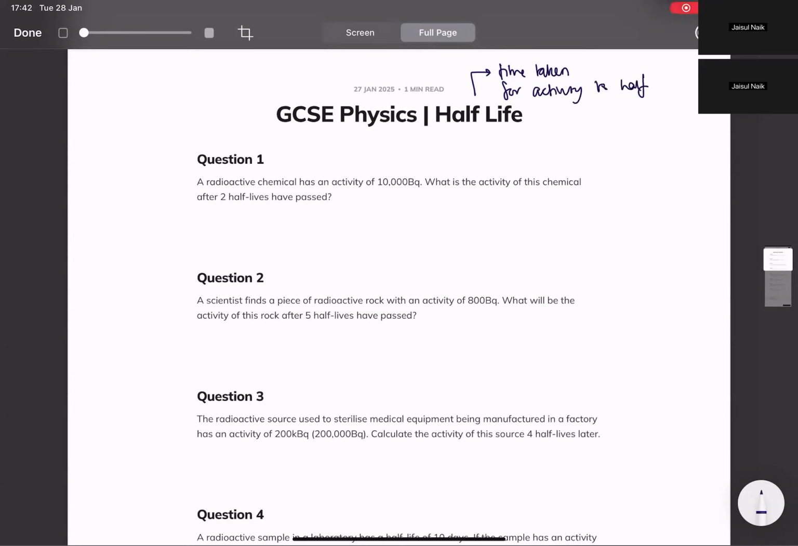So let's say this question here, the activity is 10,000 Bq. What would it be after two half-lives? Literally, one half-life means the activity will halve, so it becomes 5,000. Another half-life means it will halve again, so the final answer is just 2,500.